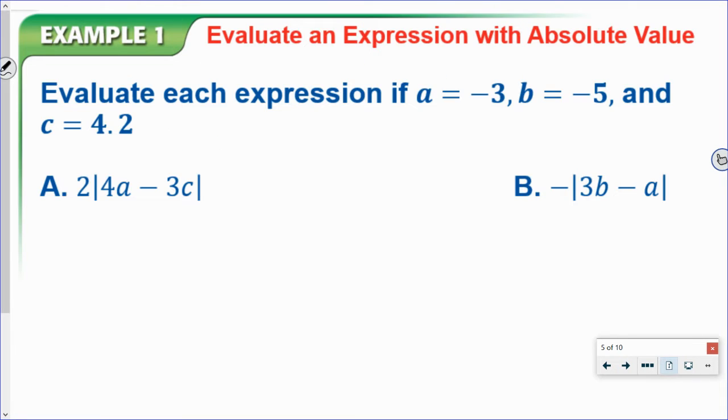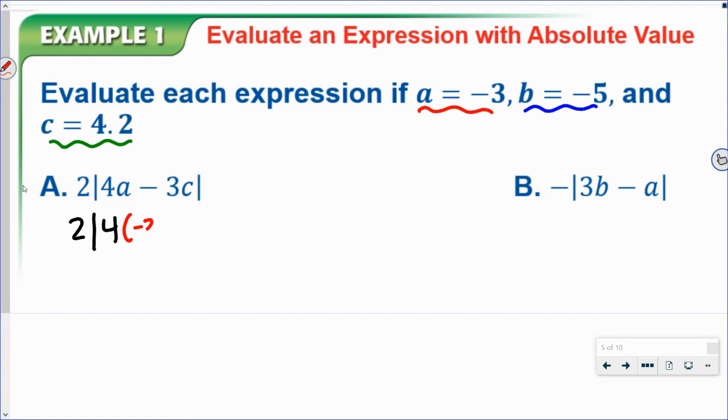Let's first practice just evaluating some absolute value expressions. We kind of did this in the warm-up, just making it a little bit more challenging with throwing some algebra in there. So they're saying A is -3, B is -5, and C is 4.2. And they want us to evaluate in letter A, 2 times the absolute value of 4A minus 3C absolute value. So let's go ahead and plug in what we know. I know A is -3, and I know C is 4.2.